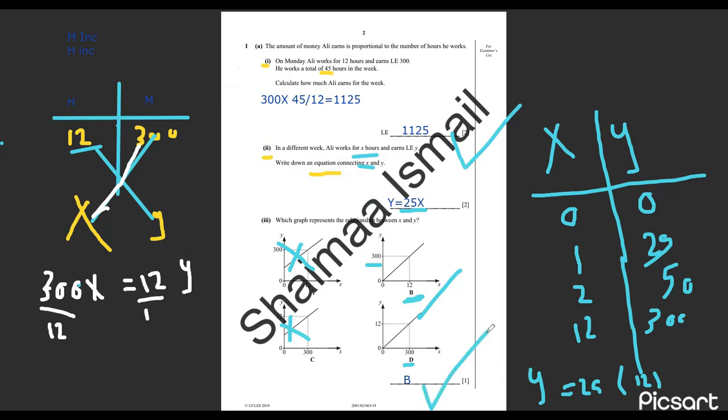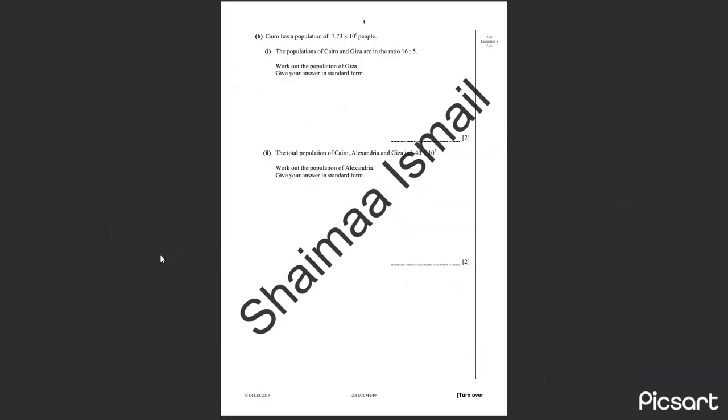Okay, and we solve all. Let's see the next. Question number B. Cairo has a population of 7.73 times 10 to the power 6. The population of Cairo and Giza are in the ratio 16 to 5. Again, the plus sign, we have to use it.